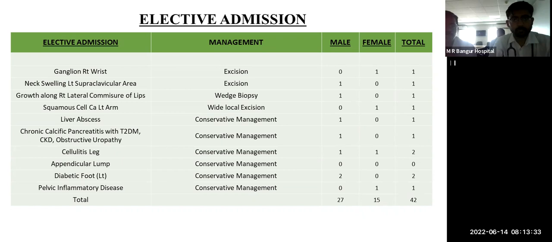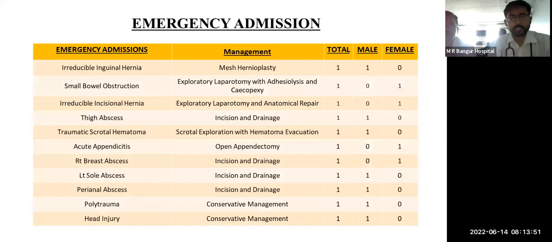The other cases that were admitted through the elective admissions but were not taken up for any operative intervention included a liver abscess, cellulitis of bilateral lower limb, an appendicular lump, and left diabetic foot ulcer, and they were all managed through conservative management. Among emergency admissions, we had 1 case of an irreducible inguinal hernia where mesh hernioplasty was done.